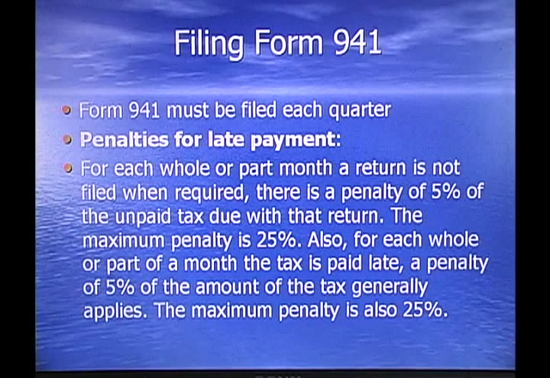Filing Form 941. Form 941 must be filed each quarter. Penalties for late filing. For each whole or part month a return is not filed when required, there's a penalty of 5% of the unpaid tax due with that return. The maximum penalty is 25%. Also, for each whole or part of the month the tax is paid late, a penalty of 5% of the amount of the tax generally applies. The maximum penalty is also 25%.